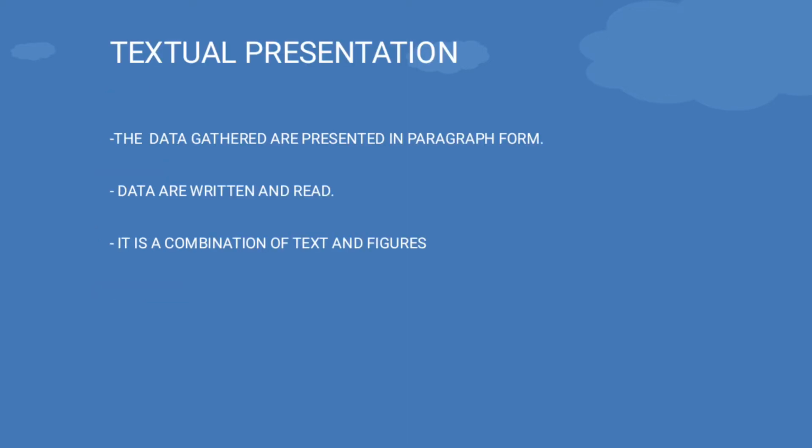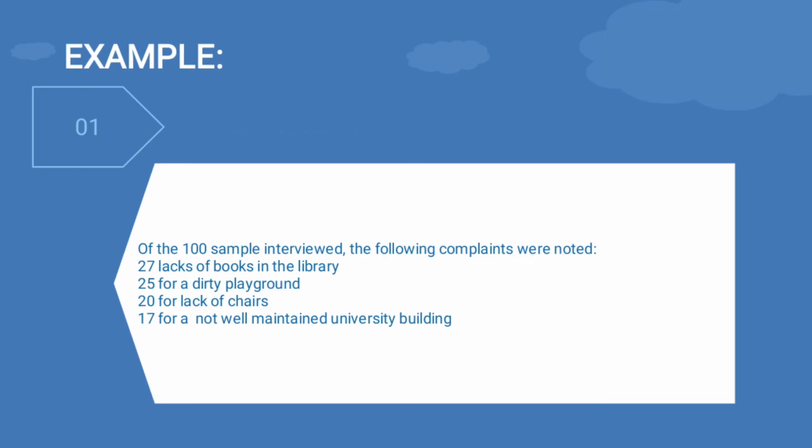In textual presentation, the data should be gathered or presented in paragraph form. The data are written and read. It is a combination of text and figures. Textual presentation can be presented in a narrative form or a sentence form. So let us have an example.